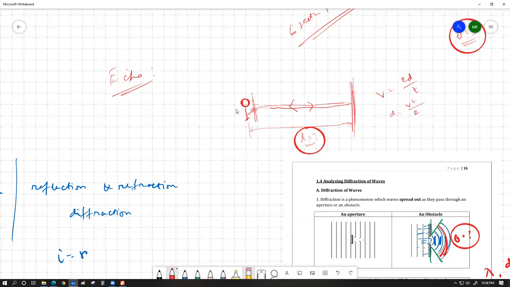Normally, at room temperature and regular humidity, the speed of sound is about 350 meters per second. This is a number that I know. It's better if you can remember it, but if you can't, no big deal. Usually this number is provided in the question. The usual sound speed in regular air at room temperature and pressure is about 350 meters per second.